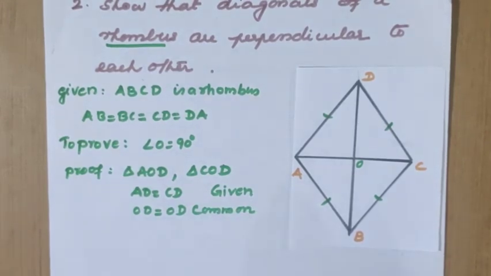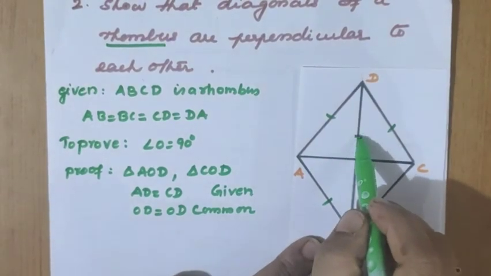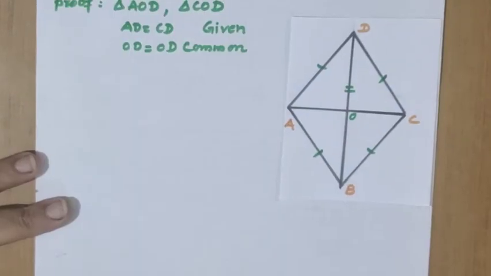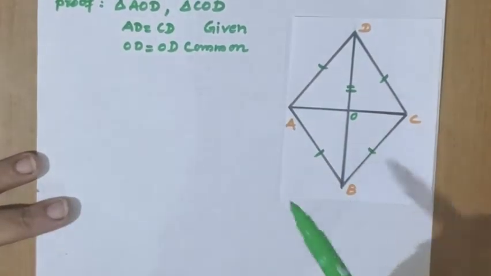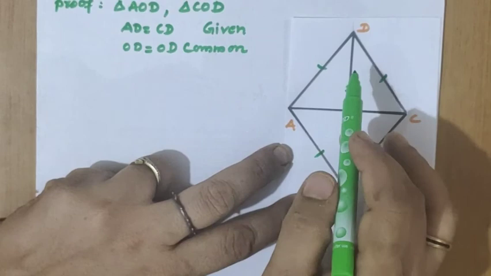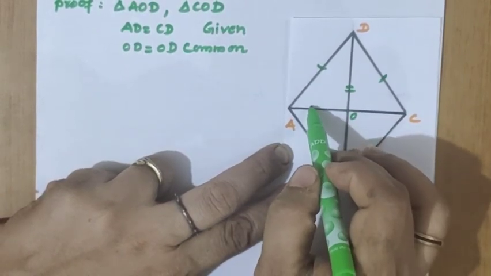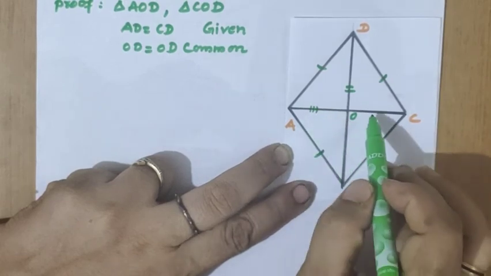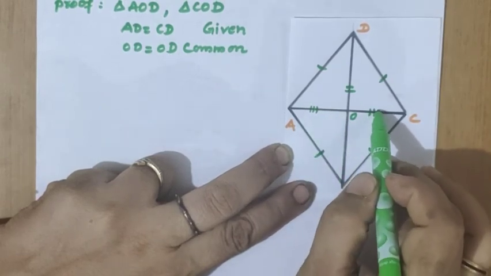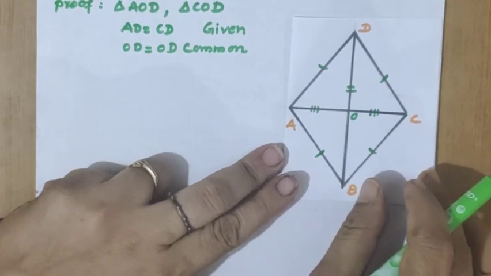Okay. Now what can we write? The second side we have taken, OD equal to OD. So we got two sides. Now for getting the third side, what can we write? Let us see the diagram AOD. The first side we marked, the second side we have marked. What can you say about OA? OA equal to OC.